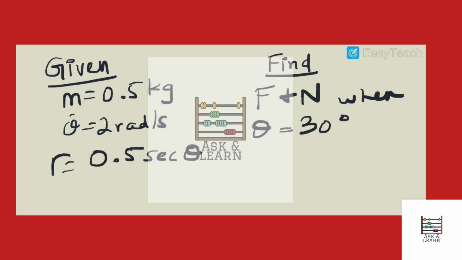Hi everyone, so what we have here is a problem with a particle that has a mass of 0.5 kilograms and that's moving along a horizontal slot with the rotation of an arm. That arm is rotating at 2 radians per second and the path is defined as 0.5 secant theta. What we're asked to solve for is the force from the rod on the particle, and also the force from the slot, the normal force, when theta is equal to 30 degrees.